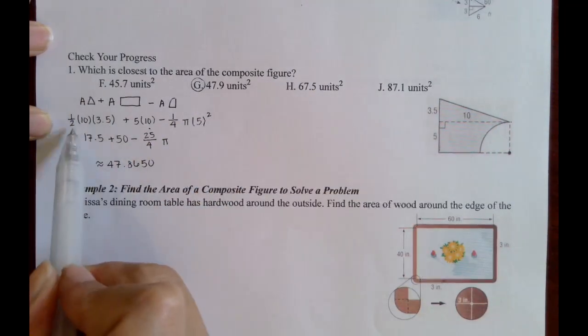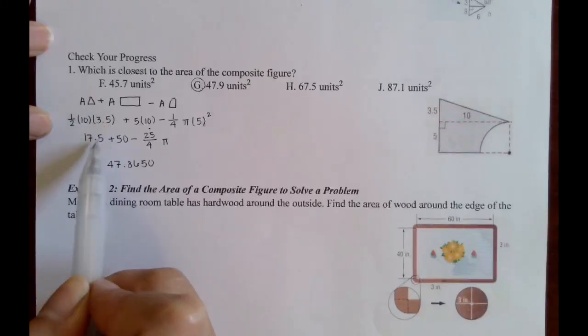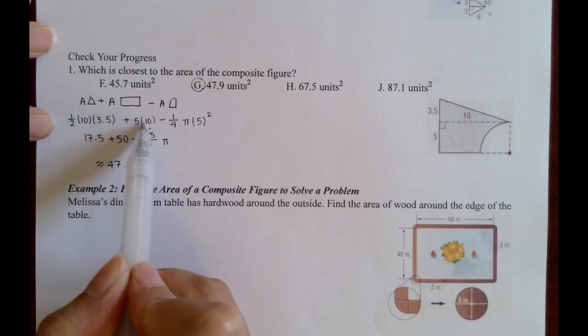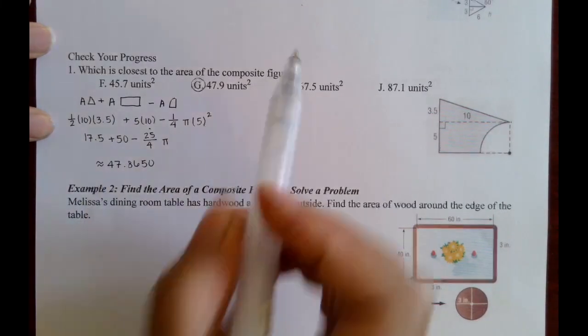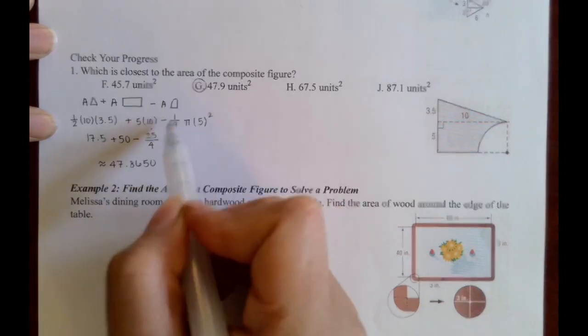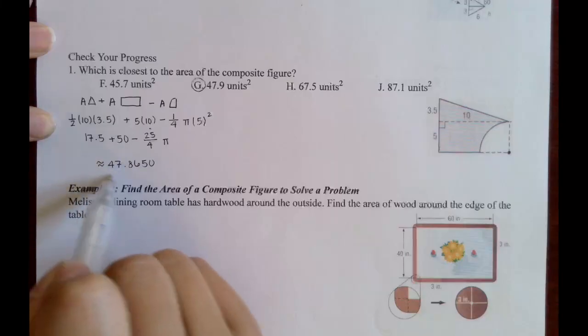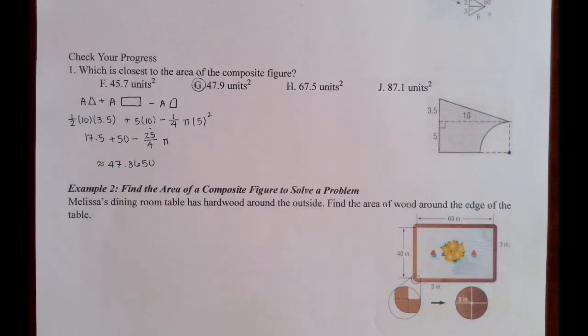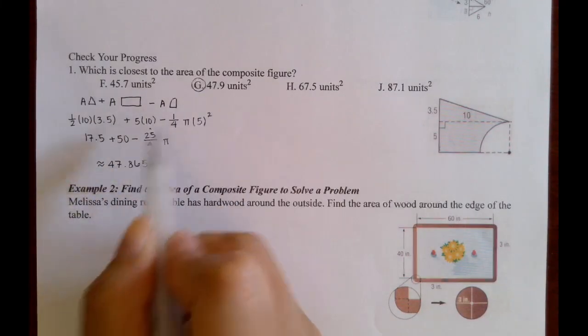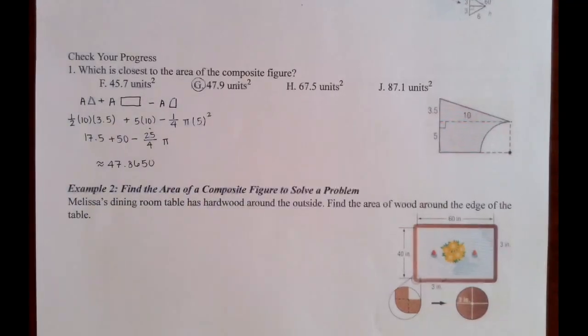Okay. Half of 10 is 5. 5 times 3.5 is 17.5. 5 times 10 is 50. And then 5 squared is 25. 25/4 pi. Okay. Entered that all into my calculator, and I got approximately 47.8650. And that rounded would be about 47.9 squared.